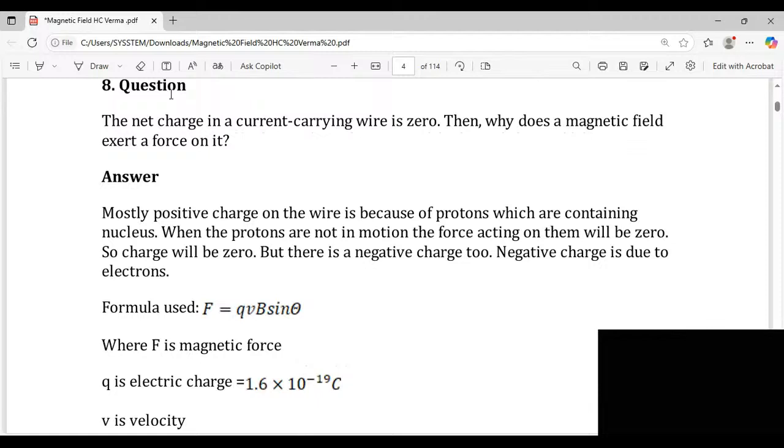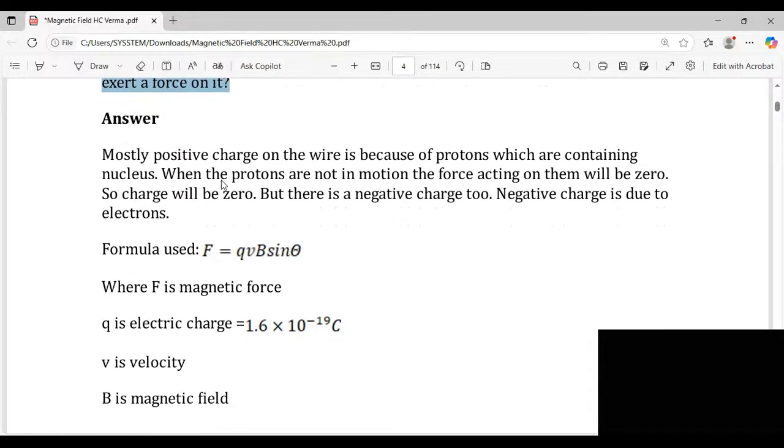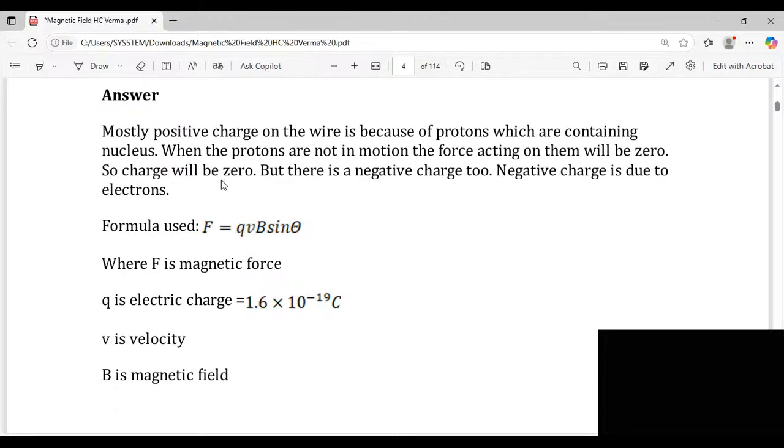Let's see question number 8. The net charge in a current carrying wire is 0. Then why does a magnetic field exert a force on it? Let's see the answer. Mostly the positive charge on the wire is because of protons, which are contained in the nucleus. When the protons are not in motion, the force acting on them will be 0. So the force will be 0.